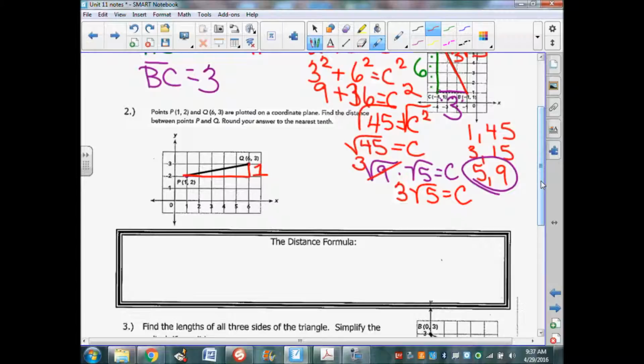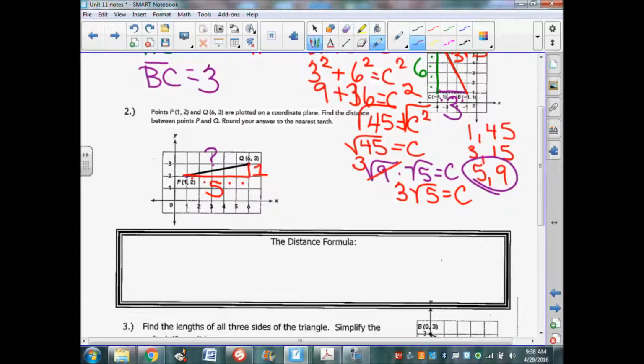And I know that the base of this is 1, 2, 3, 4, 5. That's 5. So I've got both legs. I need to find the hypotenuse. And that's what the question is asking us to do. It's asking us to find the distance between P and Q.